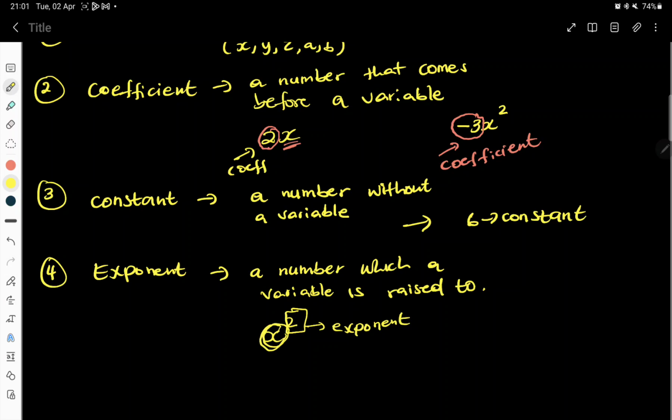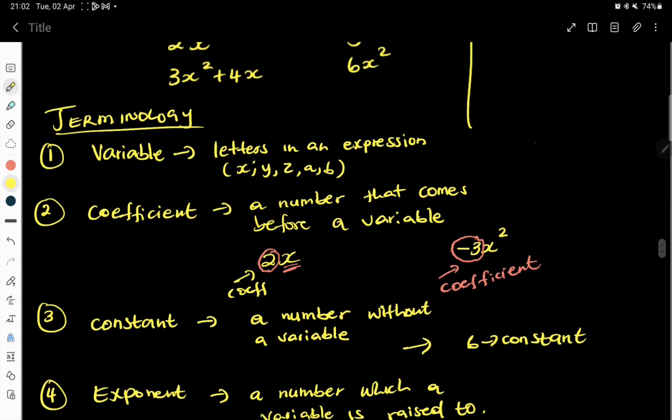When you have xy squared, still that 2 there is the exponent of the base y, and if there is no exponent here, remember you just put the 1 there, an invisible 1. So 1 is an exponent of the variable x. I hope it makes sense.